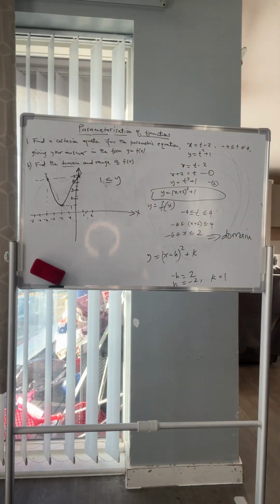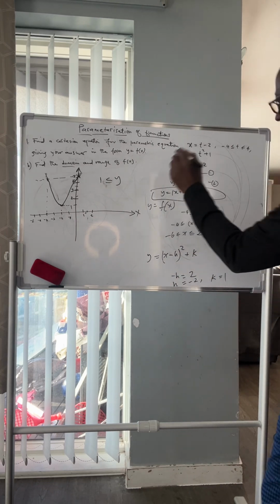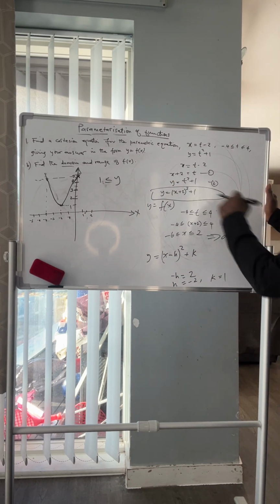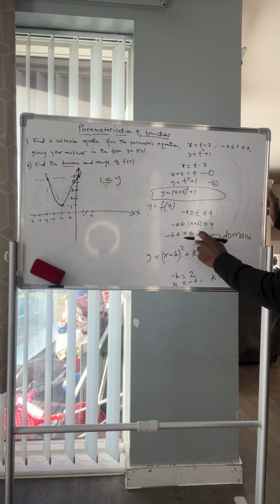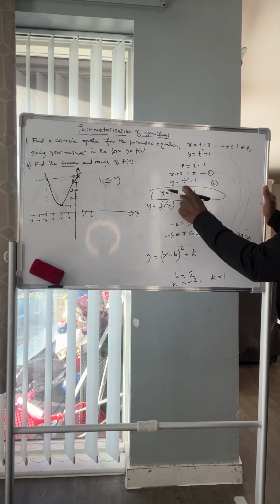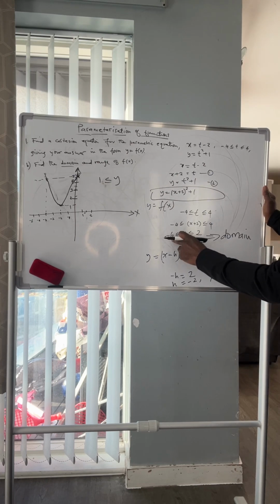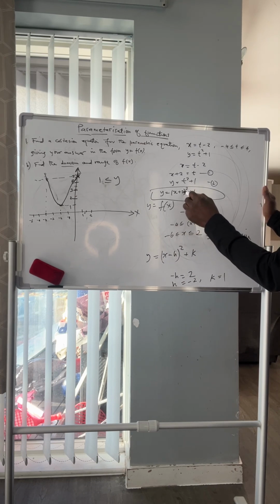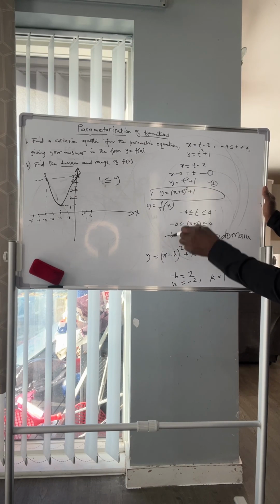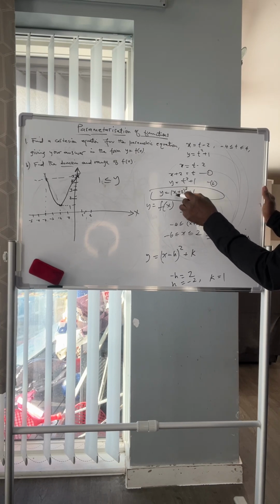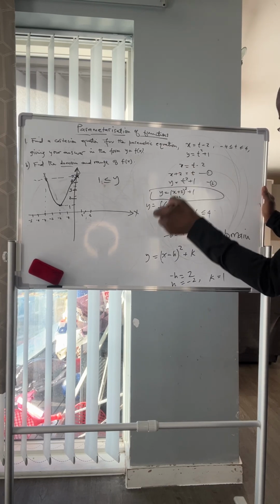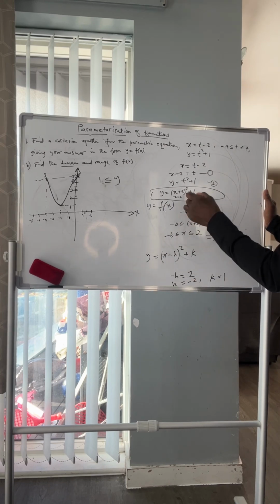Okay. So for the range, we put the values of x here. If you put -6 here, -6 plus 2 is -4. -4 squared, because it's squared, is positive. So it's going to be 16. 16 plus 1 is 17.